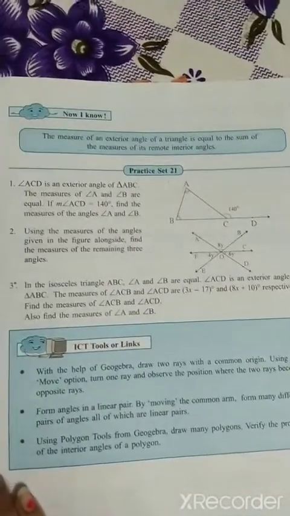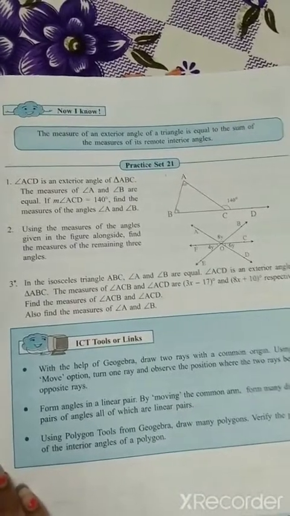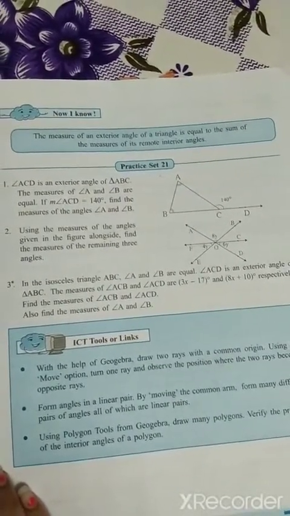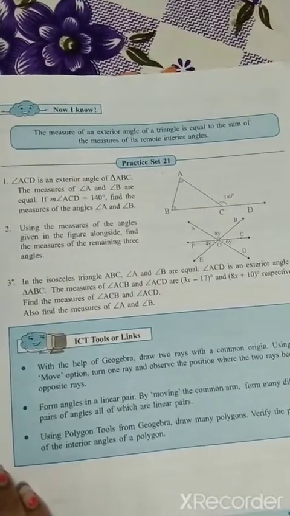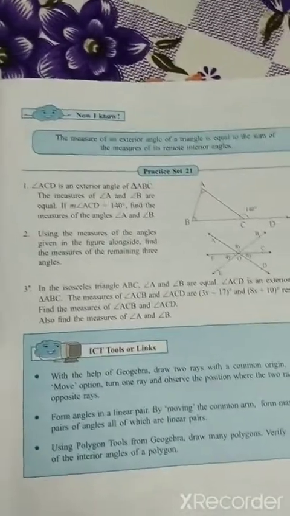Moving ahead to the first sum. First sum says angle ACD is the exterior angle of triangle ABC and measures of A and B are equal. If measure of ACD is 140, find the measure of angle A and angle B. Moving ahead to the solution. The solution is quite simple.